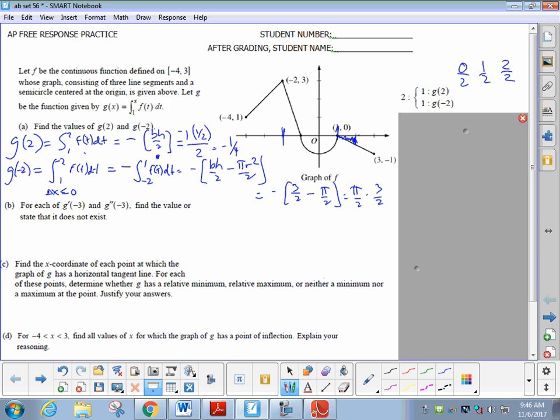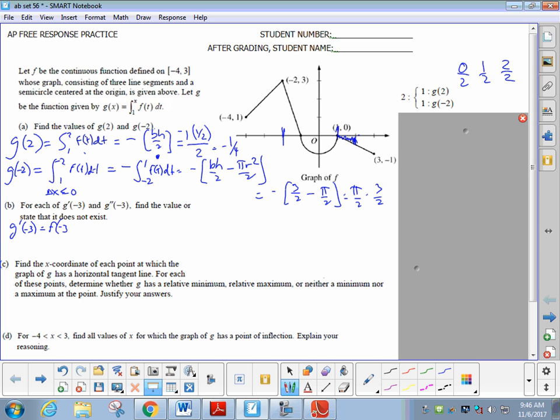G prime at negative 3. You must first make the connection to F. Nothing in this problem is about G prime. So anything you conclude about G prime is an inference you're making. You need to show your thinking. So what is G prime at negative 3 the same as?